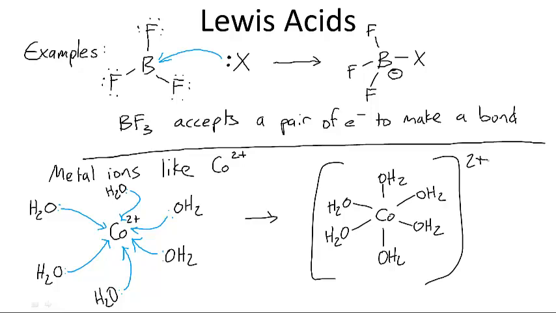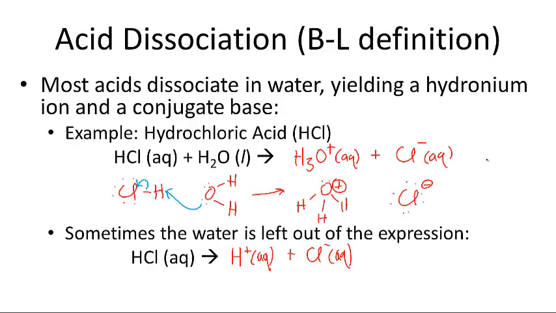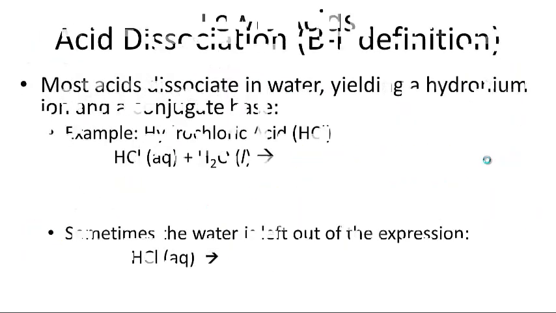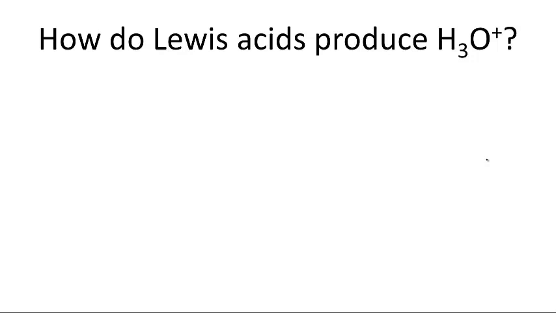All right, so how is this related to, we said acids make H+, right? That was our definition: acids are compounds that increase the concentration of H+. So how is this Lewis definition even related to that? Well, it turns out when you put a Lewis acid in water, who's got lone pairs in water? Oxygen, the oxygen from the water molecules. So if you put a Lewis acid in water, it's going to end up surrounded by water molecules. Water molecules are going to bond with it.